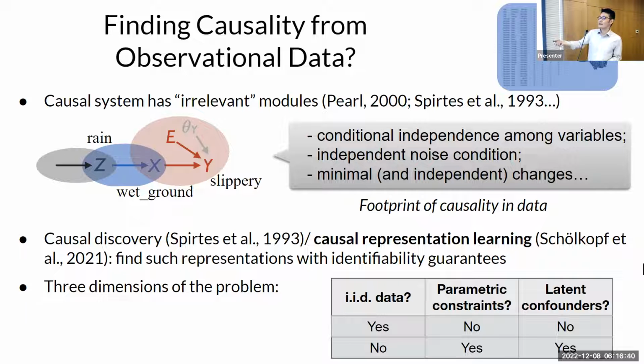The second dimension is whether you have parametric constraints. In some situations, we know the relationships are linear. In other situations, we know something about the conditional distribution. We can always benefit from constraints. The last one is whether you allow a lot of latent components, latent variables, in the system.